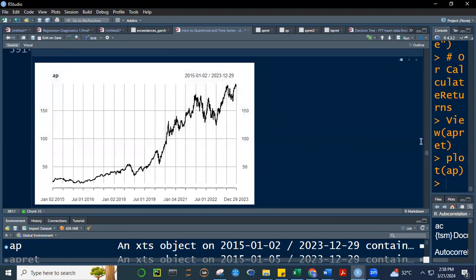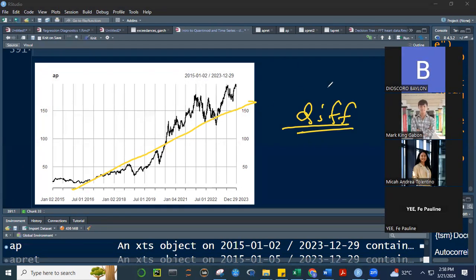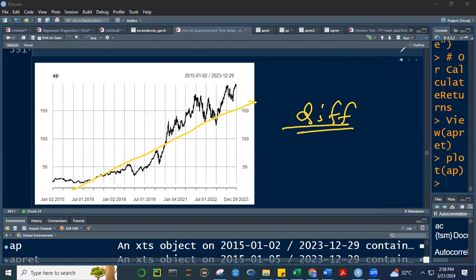Okay, but definitely non-constant mean. So if the data is not constant in mean, you can see here that this is a trend. The easiest thing to do here is to difference the data. By differencing the data, you might be able to create a stationary data series.